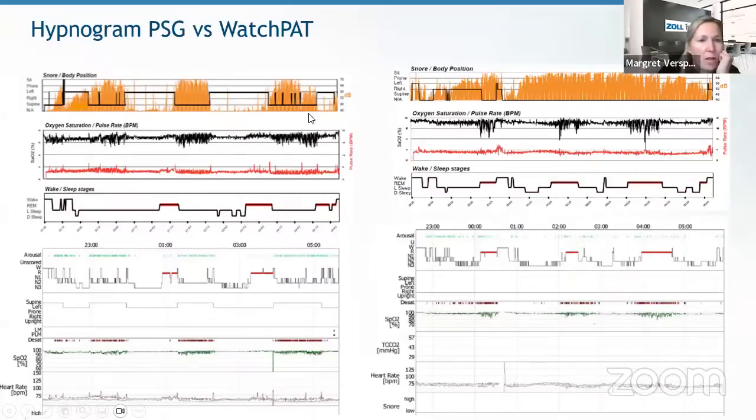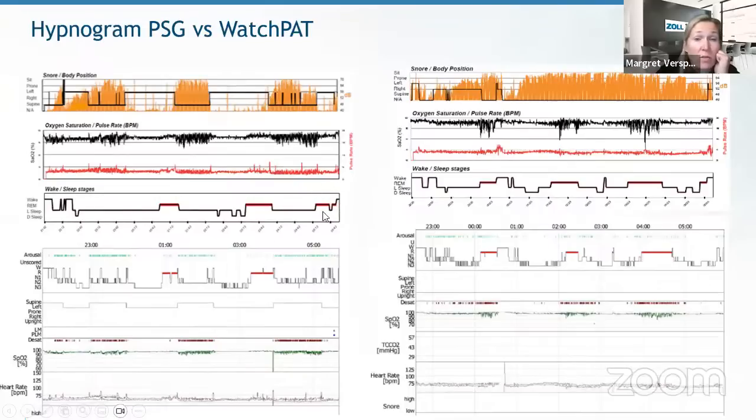So what we see here, for example, in this case, we see there is a typical position relation over here, and the patient is in supine position. We see it very nicely here in the WatchPAT. We can also see it here in the PSG. So this is where the patient is in supine in the PSG. And also here we see the blocks of events with the desaturations. Also the REM looks pretty well scored.